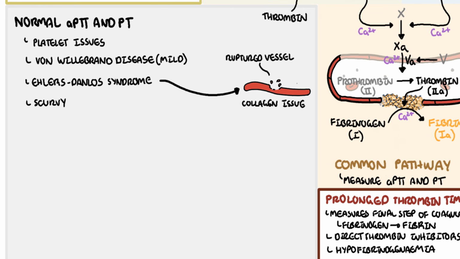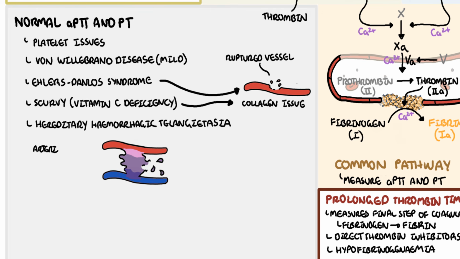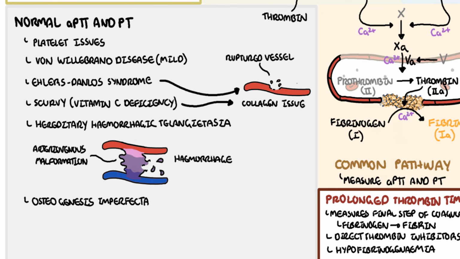Scurvy, which is vitamin C deficiency, causes issues with collagen as well. Other causes include hereditary hemorrhagic telangiectasia, where you have arteriovenous malformations, which causes easy hemorrhage. Osteogenesis imperfecta. Steroid use has also been shown to weaken the vessels, and so you get easy bruising.